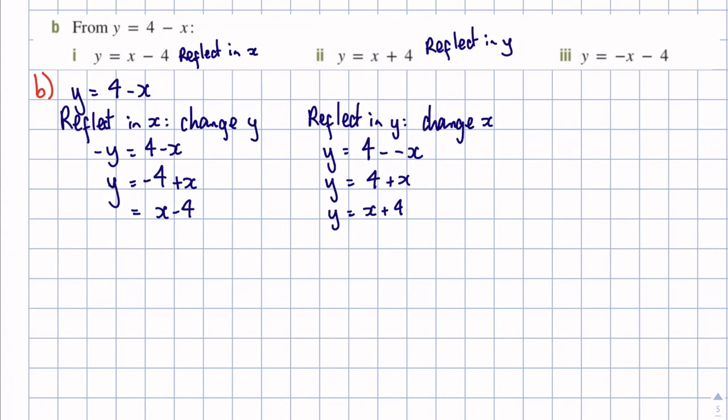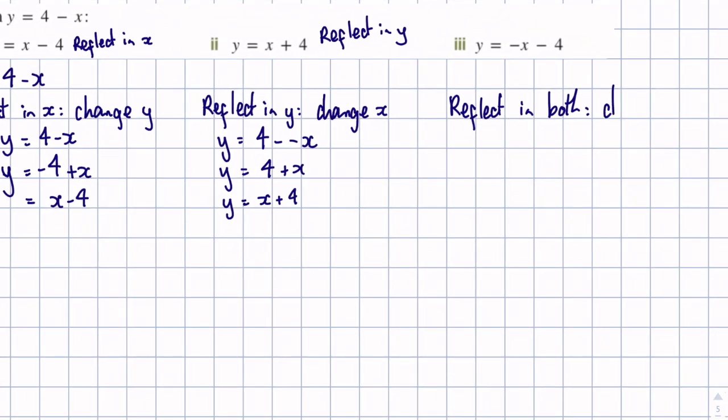Okay, the only thing I've got left to try is reflecting in both, which means I change both. So minus y equals 4 take negative x. So minus y equals 4 plus x. So y equals negative x take 4. So this is reflected in both.